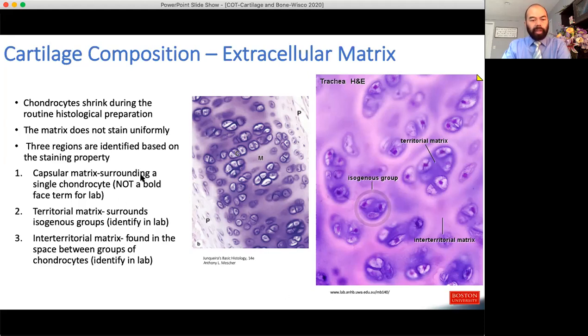So we already talked about the capsular matrix. We were talking about the territorial matrix, the interterritorial matrix. Let me just say something more about the capsular matrix. You don't need to worry about it, but if we take a chondrocyte, immediately surrounding one chondrocyte is the capsular matrix. It's really difficult to see on a slide. So we're sticking with just being able to see territorial matrix, which is that dark purple, and the lighter or less purple interterritorial matrix.